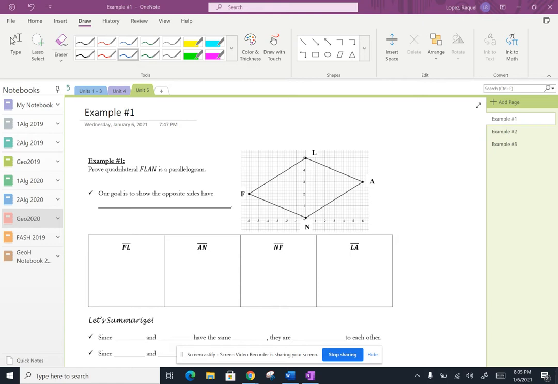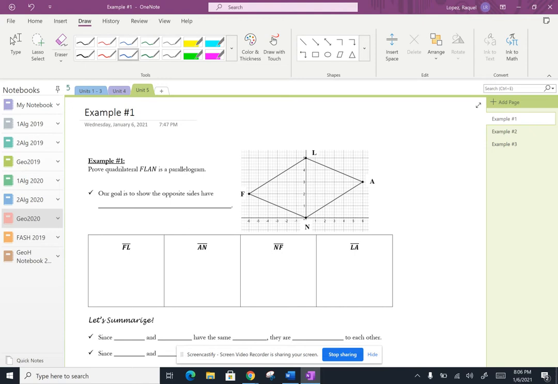In this video, we'll be going over how to prove quadrilaterals or parallelograms on a coordinate plane. So let's take a look at example one. Example one is asking us to prove that the quadrilateral FLAN, F-L-A-N, is a parallelogram.